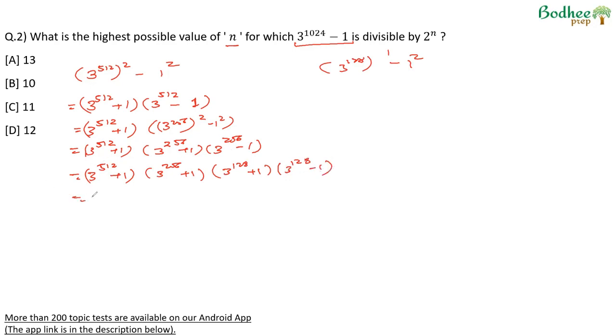This term can again be broken. Every time we have a minus between the two terms and even powers, we will break it down into a square minus b square. So this becomes 128 plus 1, same.